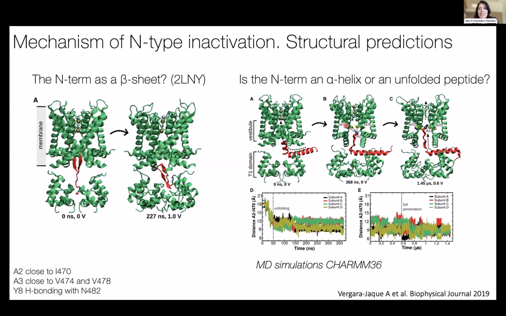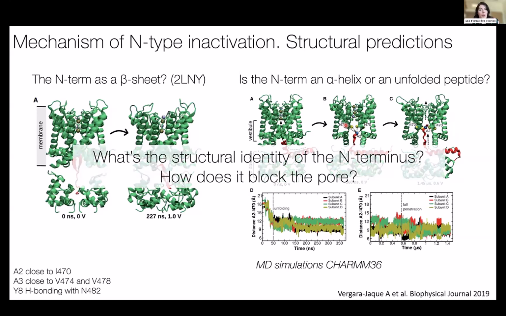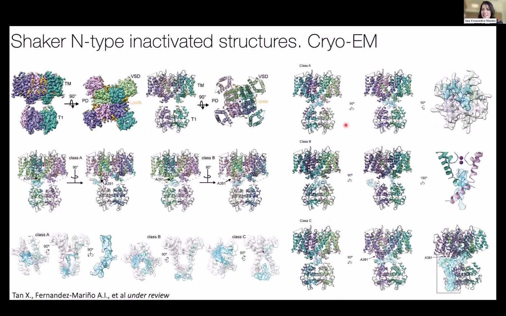And Xiaofeng Tang, who is my partner in crime in all these projects, took the challenge and decided to solve the structure of Shaker in an N-type inactivated state. So I'm just going to give you bits and pieces of the work. Stay tuned for the paper. It should come in the next months. But just to give you an idea, he solved multiple structures using cryo-EM, where he saw no peptide at all, different conformations of the peptide, different locations, different degrees of blocking on the selectivity filter.